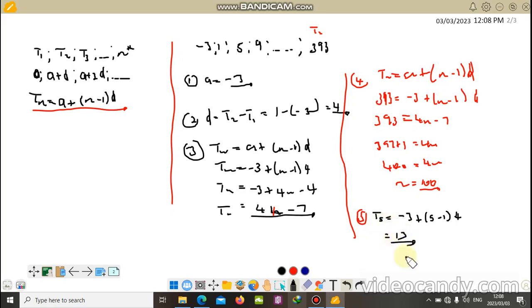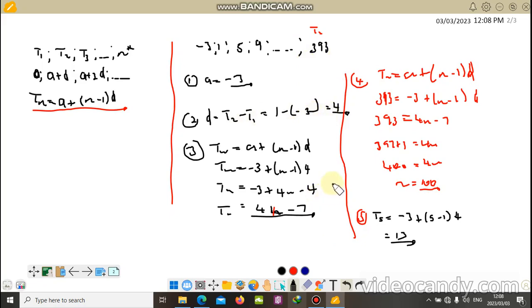So T5 is going to be the term that comes after 9, which is 13. And because we already know the difference, we can see 9 plus 4 is 13, and 8 plus 4, 17... the difference is 4. Just like that, because we know the common difference. Okay, guys, this is it.